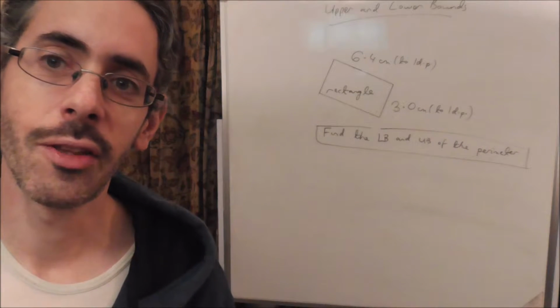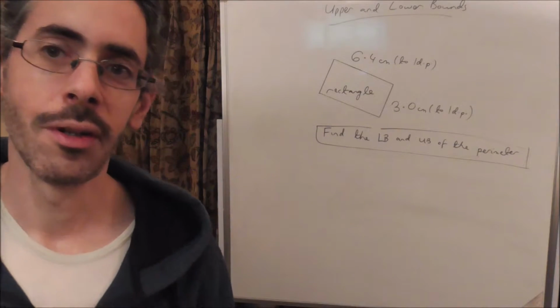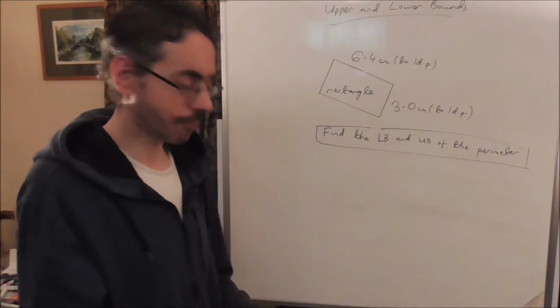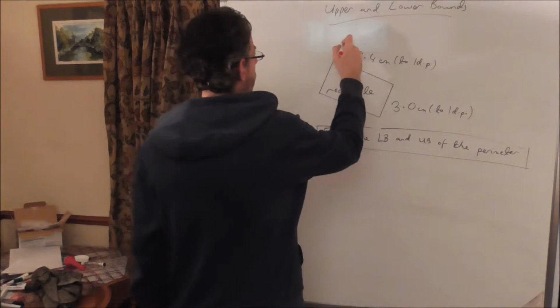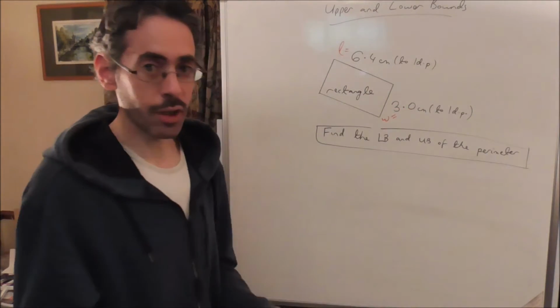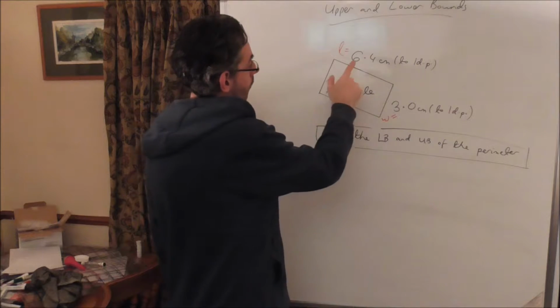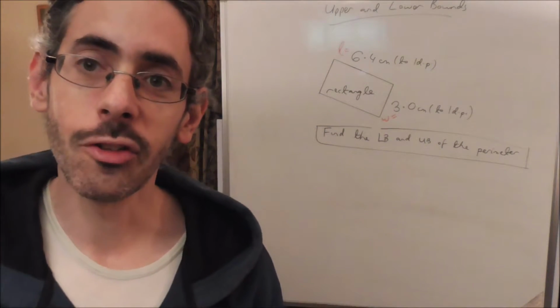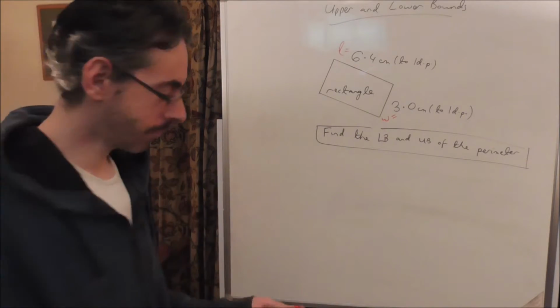So before we can find the lower bound and the upper bound of the perimeter, we need to find the lower bound and the upper bound of the length and the width of the rectangle. So let's call this side the length, and let's call this side the width. It doesn't really matter which way round. So let's start with the length. So it's 6.4 centimetres to 1 decimal place. So what do you think the lower bound is, and what do you think the upper bound is?